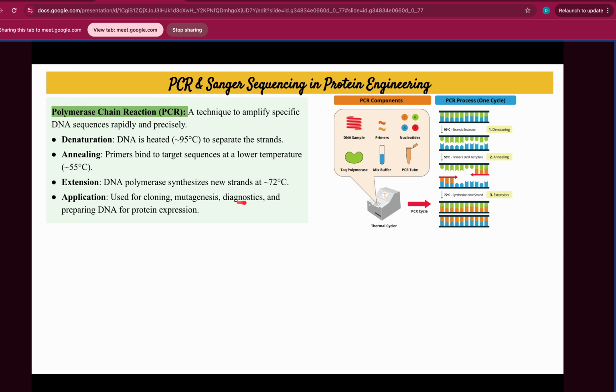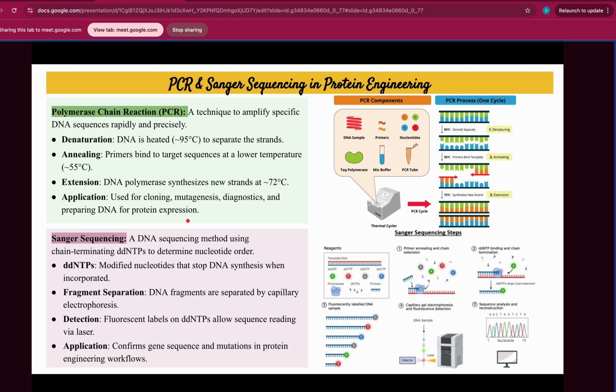So we all know that in different case studies or investigations we use PCR, because we have a minute amount of sample, so we can increase its quantity and then perform different diagnostics on those samples, prepare DNA for protein expression. So these are some of the applications of PCR. Now the next step is DNA sequencing.